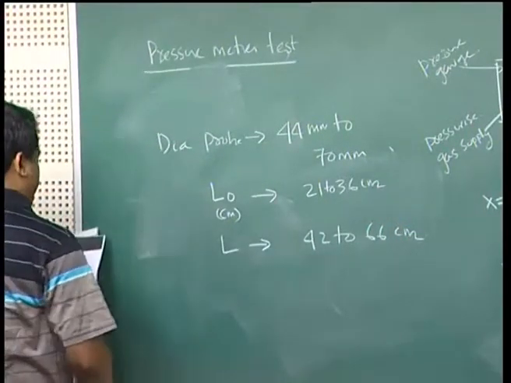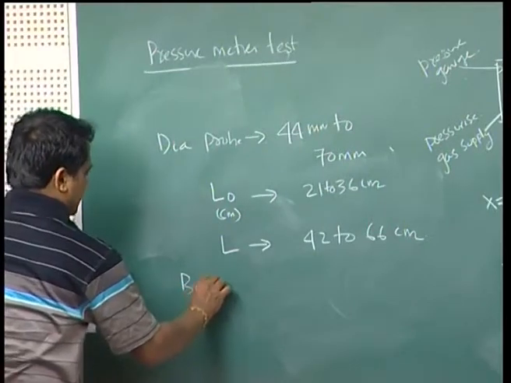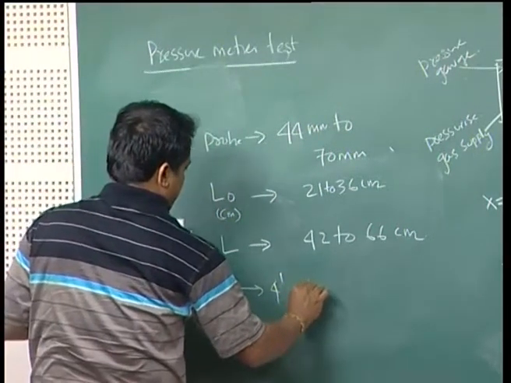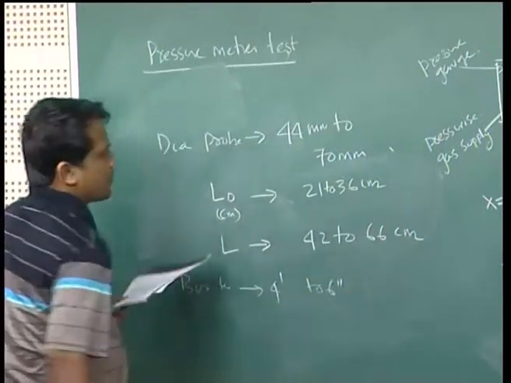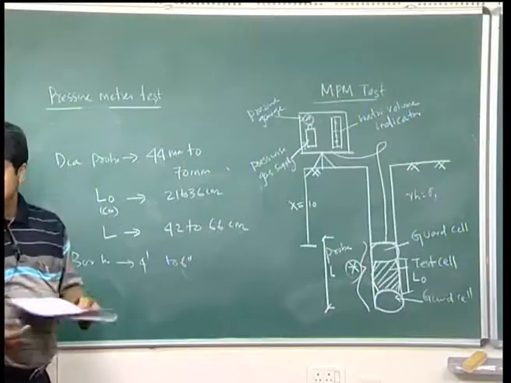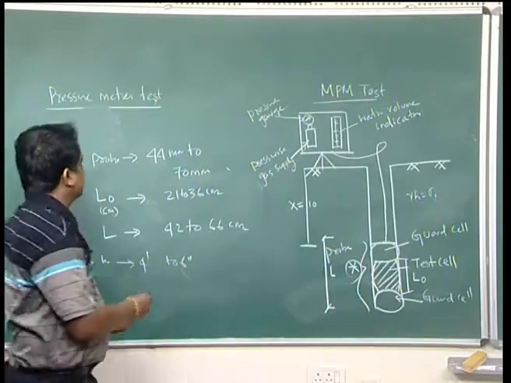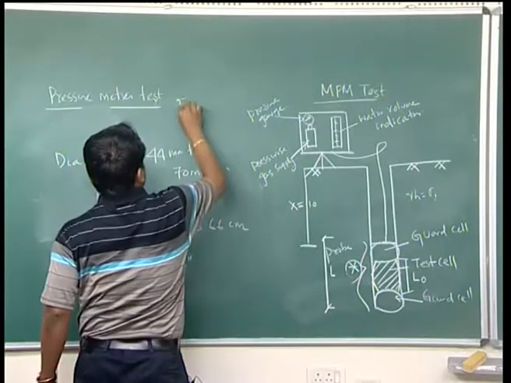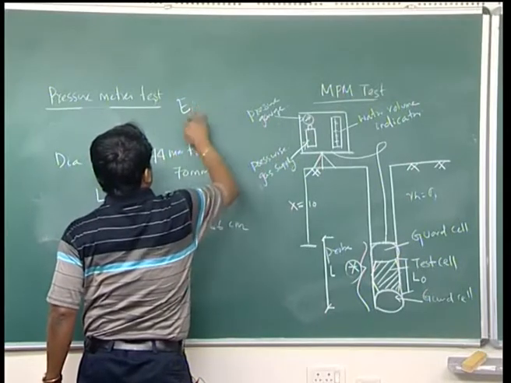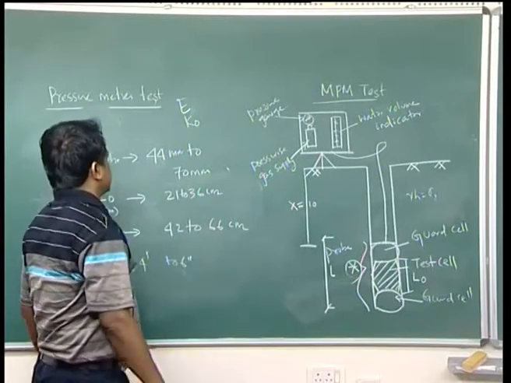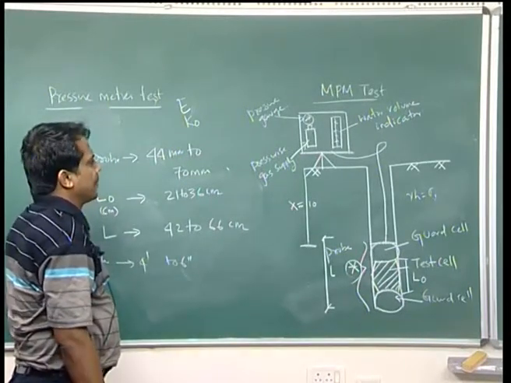So, the borehole diameter, you can make it 4 inch to 6 inch. Now, with this pressure meter test, as I say, you can calculate E and K0, the modulus of elasticity and K0.